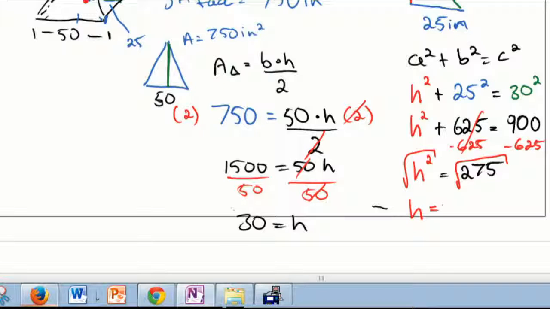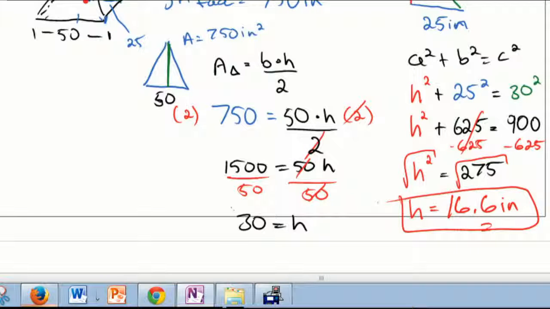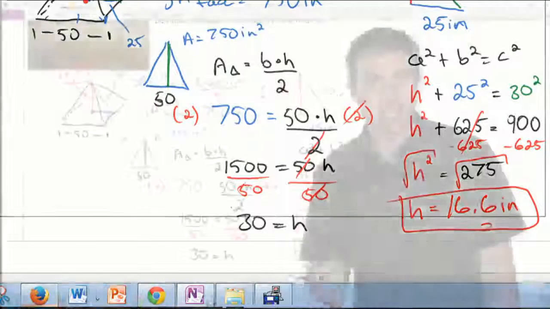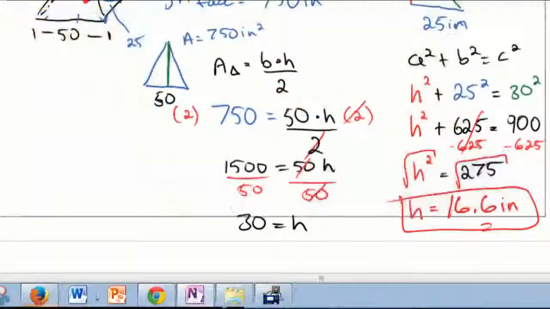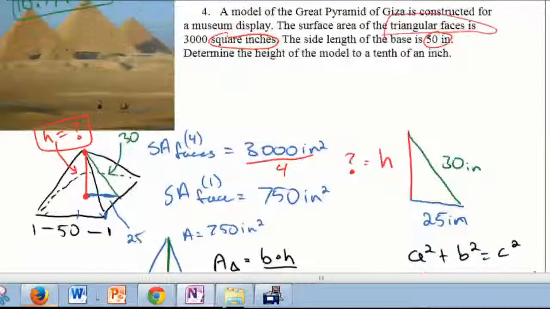When I plug it into my calculator, it gives me 16.6. And the question did ask for the nearest tenth of an inch. So I've gone to the tenths with the 16.6. Last thing I'm going to do is say, does this answer make sense? And if I go back and look at my diagram, the base was 50 inches across, the green line was 30. So that's 16 for the red line, the h. It kind of makes sense.